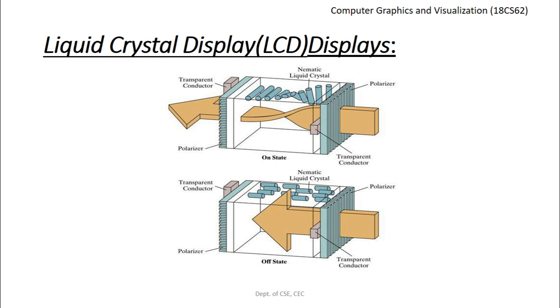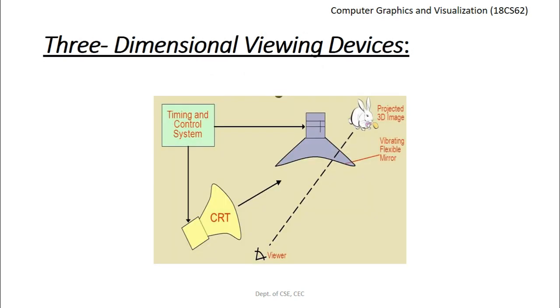This is a type of non-emissive display device. Let's look at one more kind of display device called a 3D display device, or 3-dimensional viewing device. Graphics monitors for display of 3D scenes have been devised using a technique that reflects a CRT image from a vibrating flexible mirror.